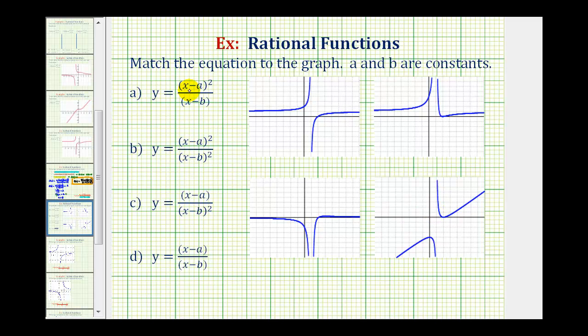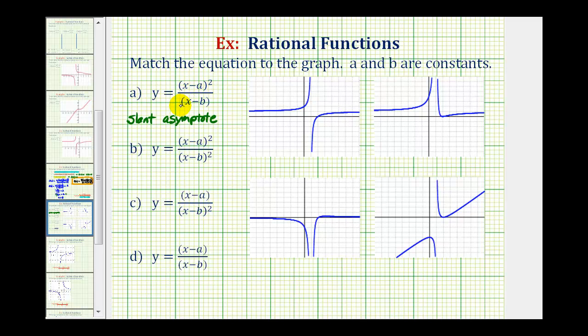So looking at A, notice how the degree of the numerator is 2 and the degree of the denominator is 1. So there are a couple things we should recognize. First, if the degree of the numerator is higher than the degree of the denominator, there are no horizontal asymptotes. But also, if the degree of the numerator is 1 degree higher than the degree of the denominator, then there's a slant asymptote. And of course, if there's a slant asymptote, there would not be a horizontal asymptote.